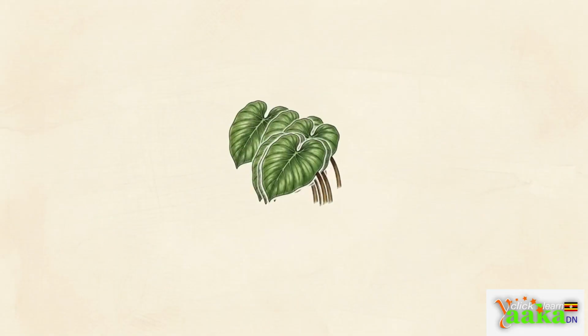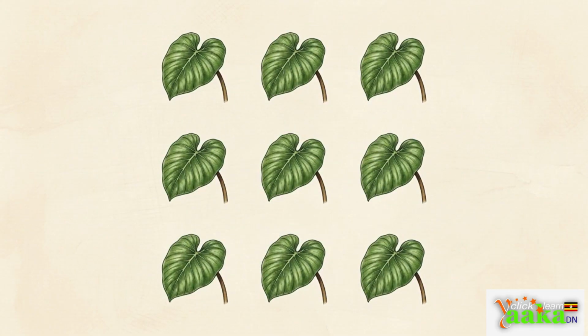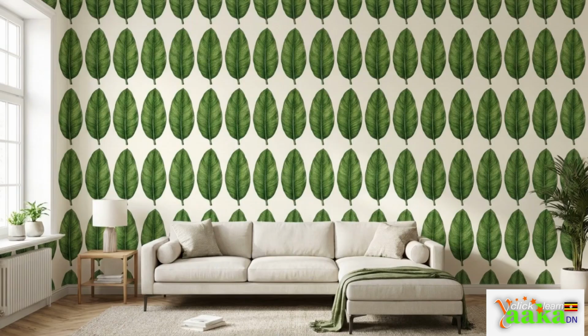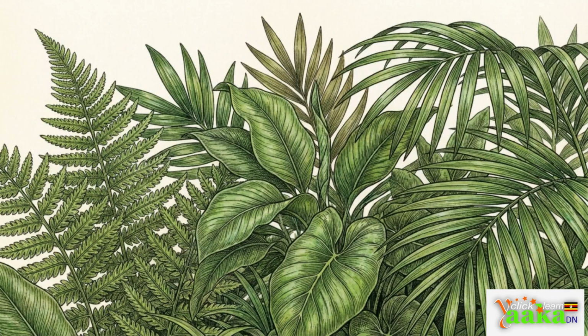Here we have a diagram showing a single motif duplicating into a rigid pattern called a simple grid repeat. The designs are placed side by side in exact rows and columns. While accurate, this grid layout often creates a stiff, unnatural appearance, especially when you are working with organic shapes like leaves or flowers.